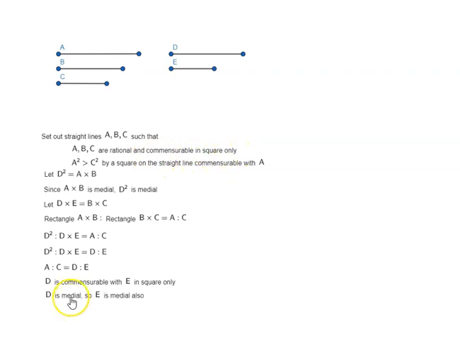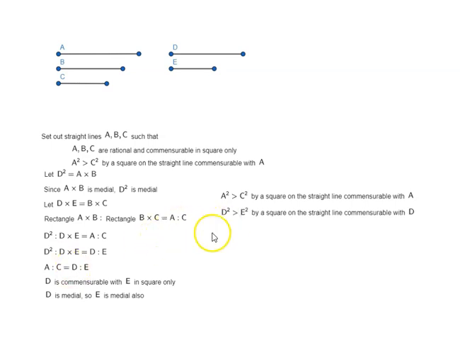D is medial. How is D medial? Because D is the side of a square equal to the rectangle A by B, where A and B are rational and commensurable in square only. So if D is medial, that means E is also medial. A square is greater than C square by a square on the straight line commensurable with A. Because of this proportion A is to C as D is to E, we can say that D square is greater than E square by a square on the straight line commensurable with D.